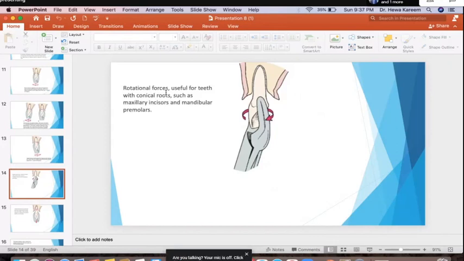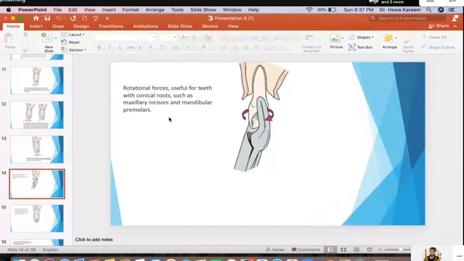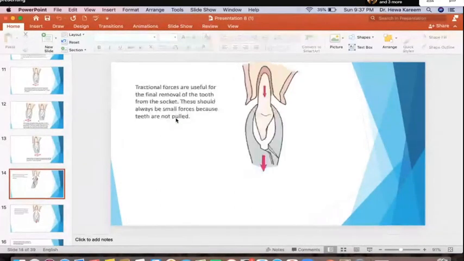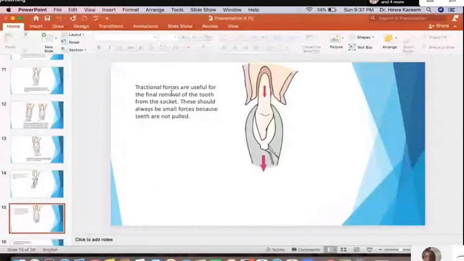What is rotational force? Used for teeth with conical roots such as maxillary incisors and mandibular premolars. If you know the definition, from the multiple choice, rotational force and tractional force are also important. They are useful for final removal of the tooth from the socket. Tractional force.